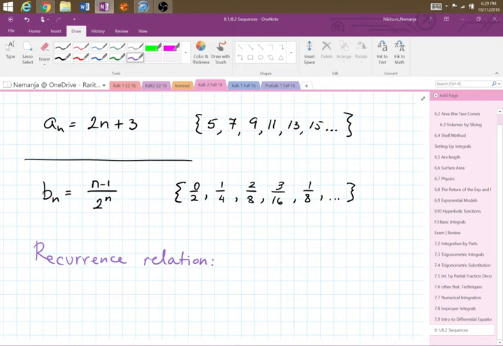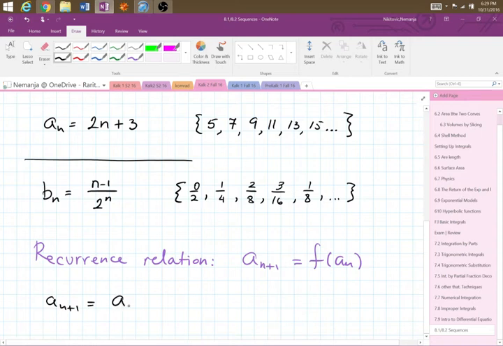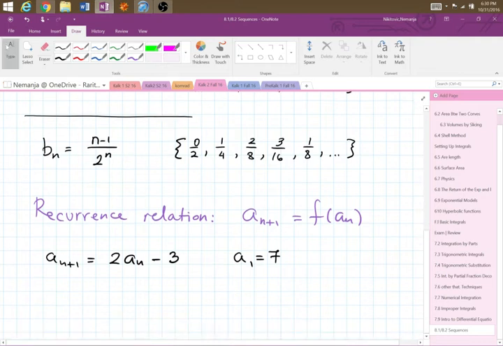So let's say the definition for that would be a_(n+1) is equal to some function of a_n. I can give you an example of a recurrence relation. Say that a_(n+1) is equal to 2a_n minus 3, and we start with a1 equal to, let's say, 7. You also have to specify what the first term is, because now we're not using natural numbers as inputs to compute each value.